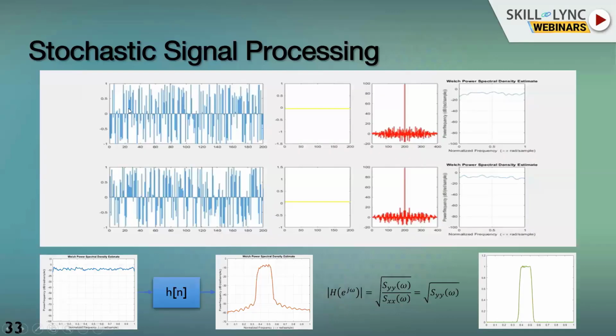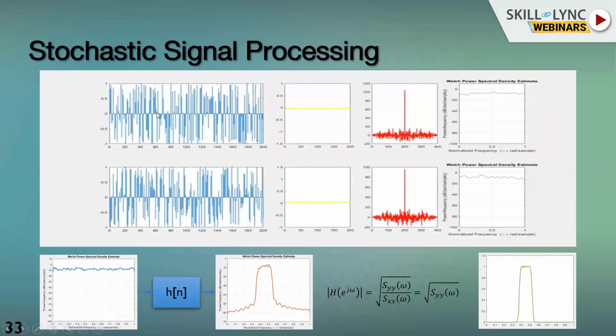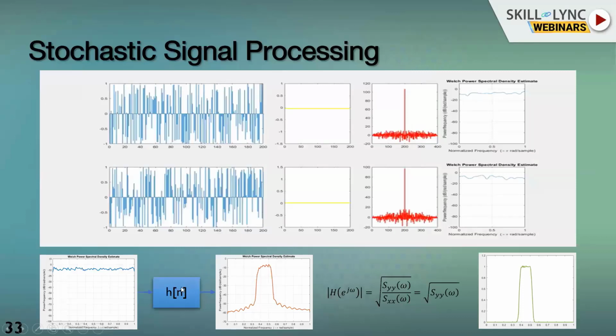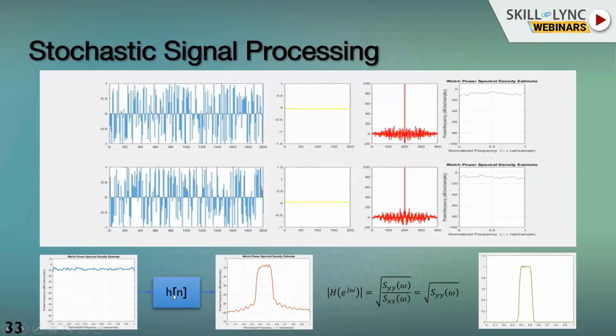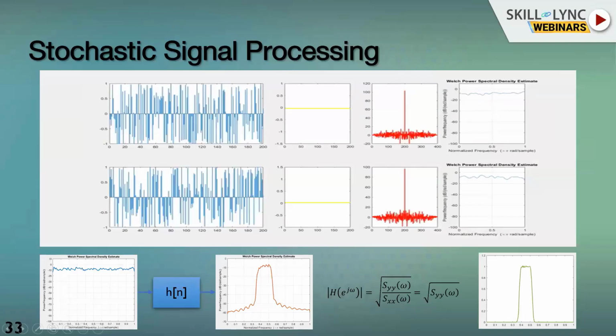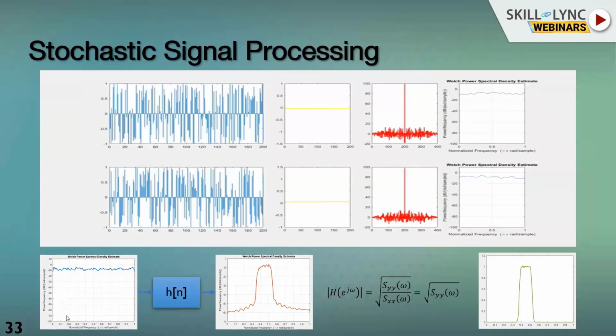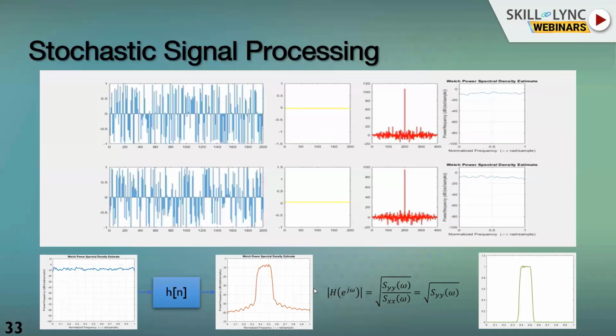So again, we have white Gaussian noise going into the system. This is our design system. We have designed it to be a band pass filter, but we don't know exactly how it has been designed. So we gave it white Gaussian noise here, and we get some output.